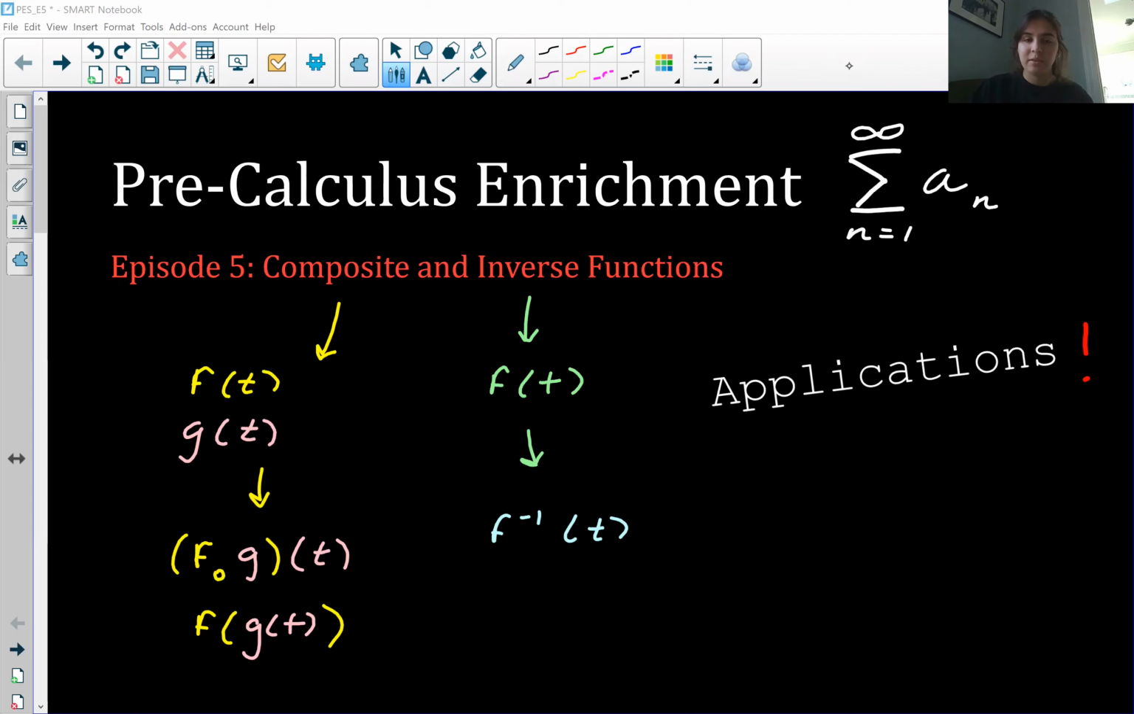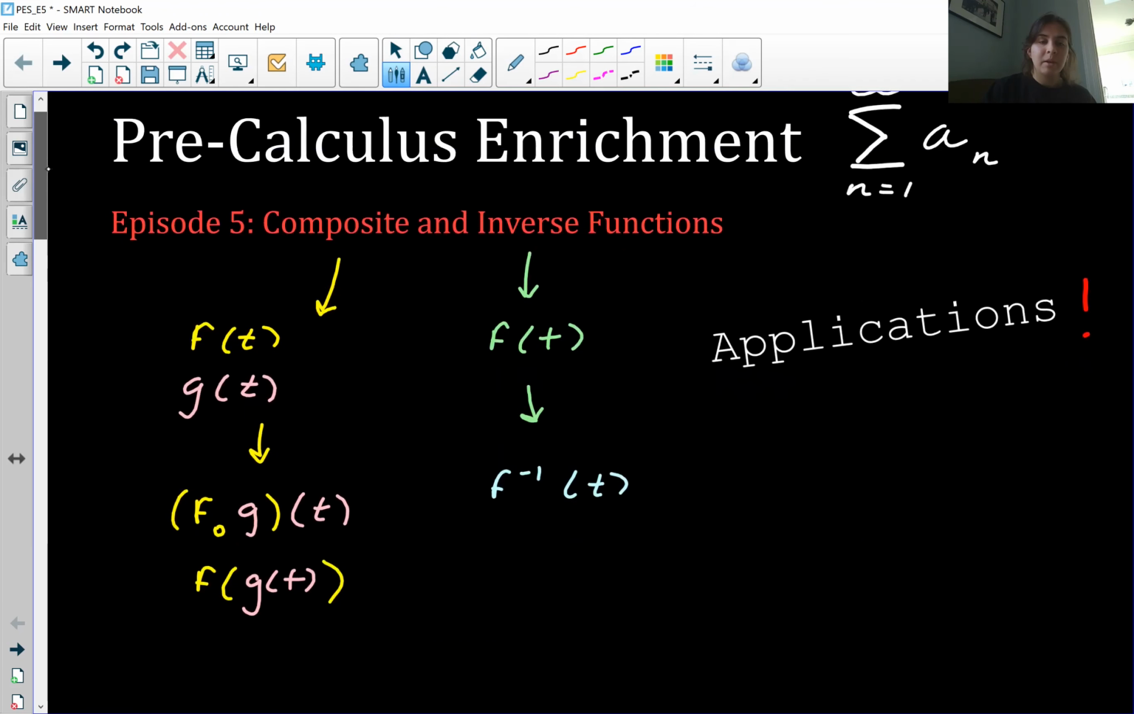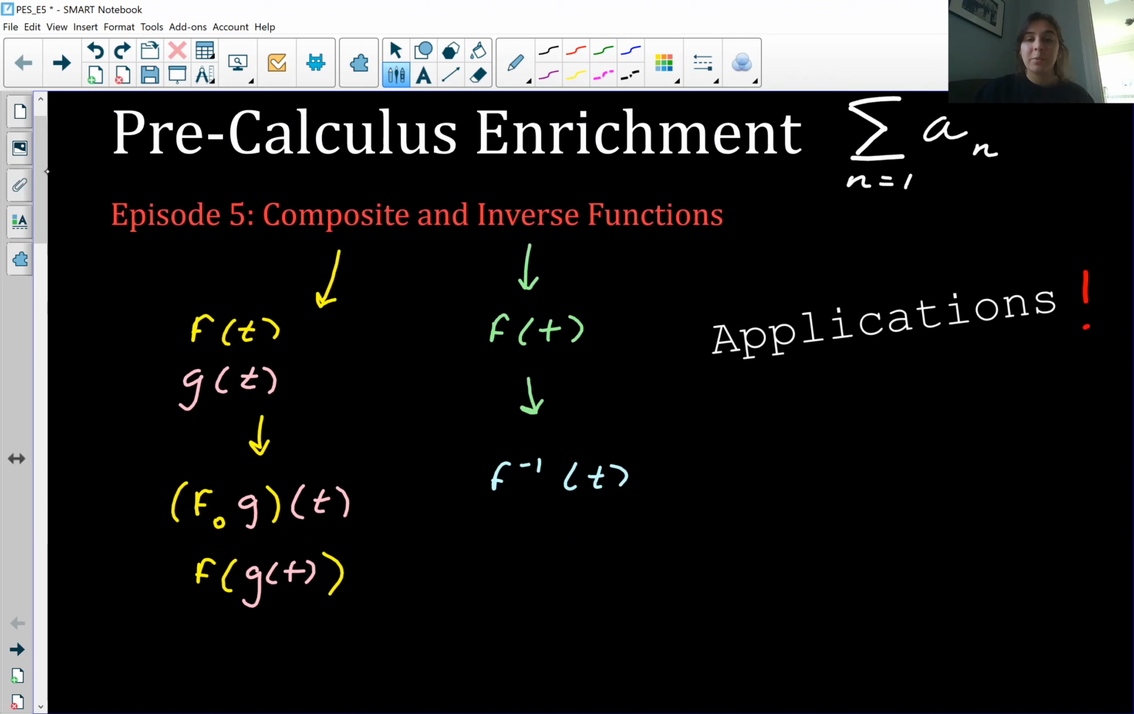We're going to get right into episode 5, talking about composite and inverse functions. In this particular episode, I'm not going to be really teaching how to find composite or inverse. I'm just assuming that you have a general understanding of it. But the application should help you understand why we do these things and give a little bit of context. So in this part, we're going to talk about composite functions and just see what they're all about, how they apply to the real world.